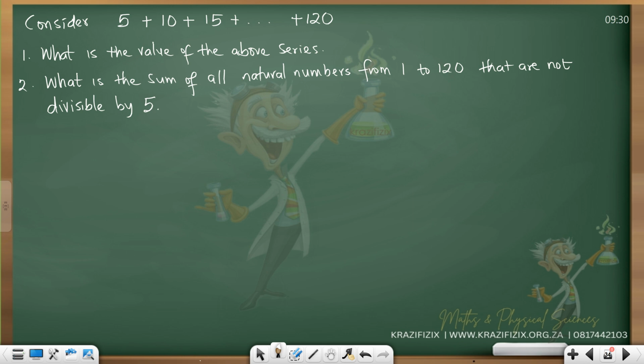Okay, can we walk through now? Now, consider 5 plus 10 plus 15. What do you notice? All of these numbers are divisible by 5. Do we agree?